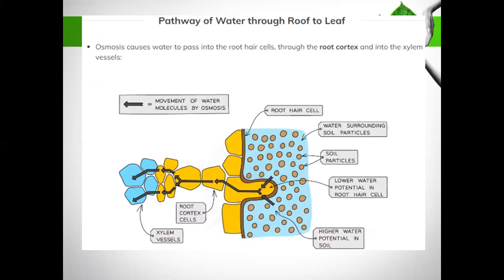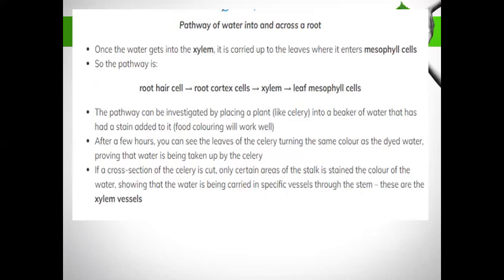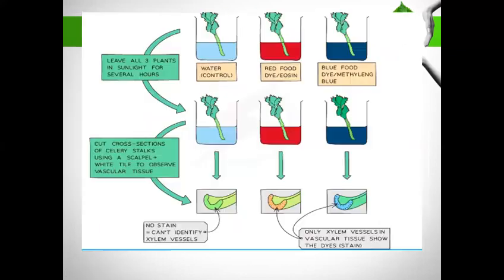Good. Now come to the next one. See, the pathway of water into and across a root. Once the water gets into the xylem, it is carried up to the leaves where it enters mesophyll cells. So the pathway is: root hair cells, then root cortex cells, xylem, and leaf mesophyll cell. We have already discussed this. Now come to the next slide.